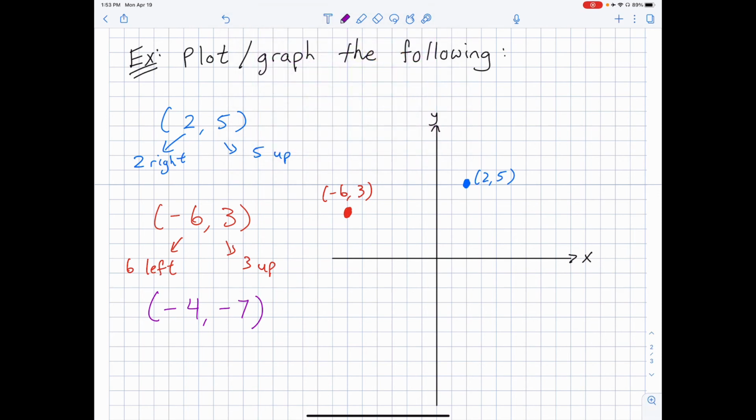Last one we're going to do in purple. So here we have -4. So remember, do the x one first. So -4 means we go 4 to the left. And -7 for the y tells us we go 7 down.